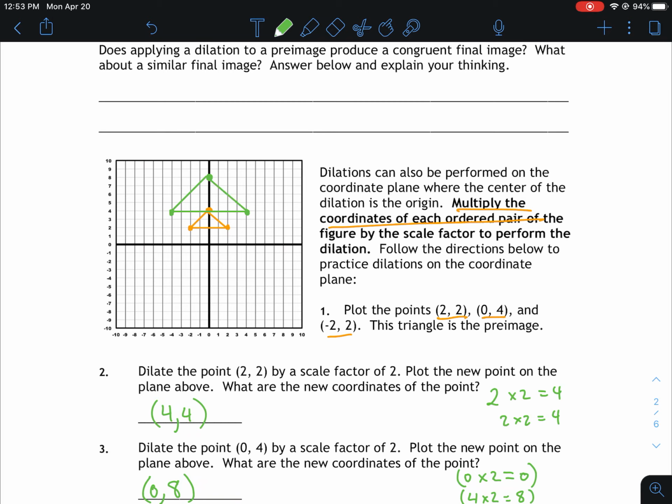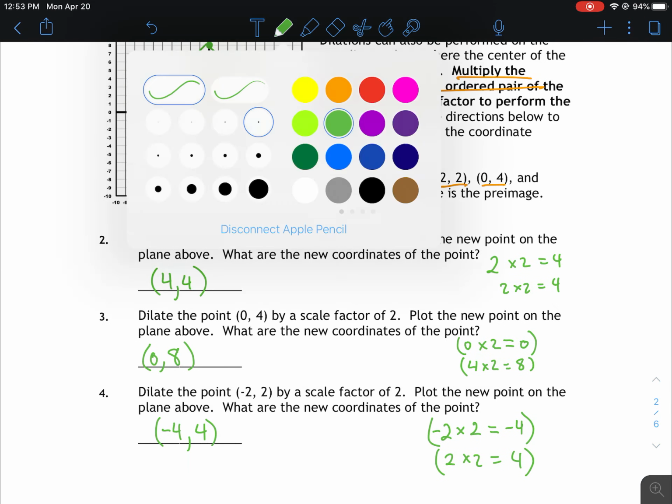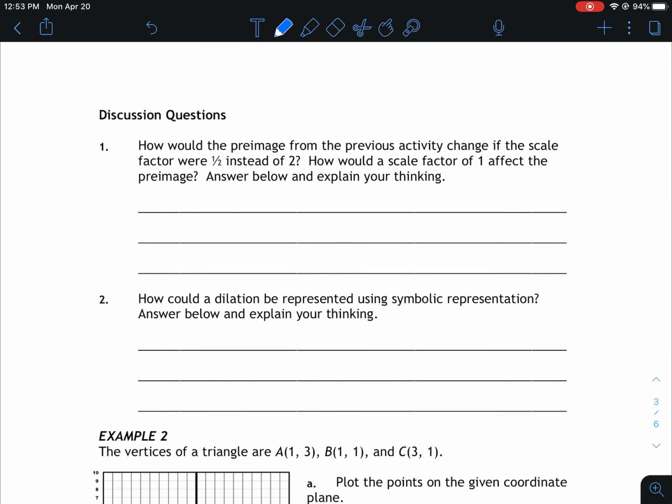And this is now our new triangular shape. So if you notice, it has gotten bigger. It is 2 times this size. That's what the scale factor was in this case. Okay, so how does the image from the previous activity change if the scale factor was 1/2 instead of 2? Well, the image would be smaller, or half the size.